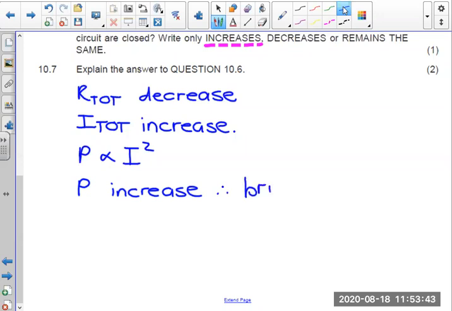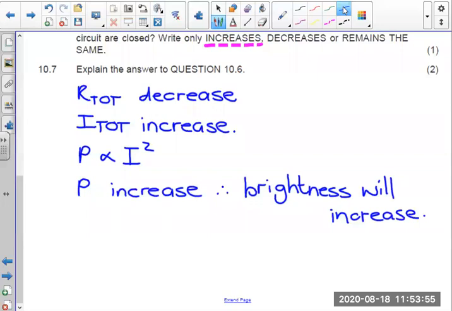Brightness will increase. Okay, so that's your explanation. It counts 2 marks, but you write everything down that you can. All right. Okay, so that was question number C.